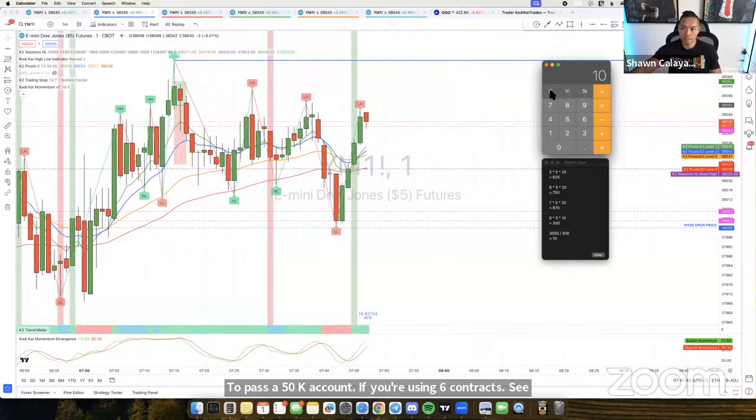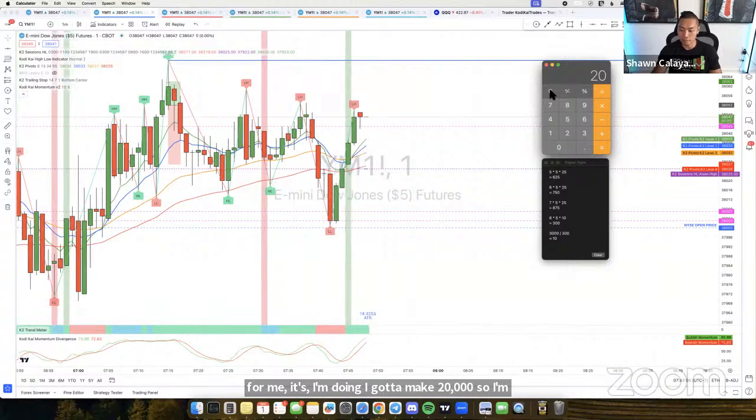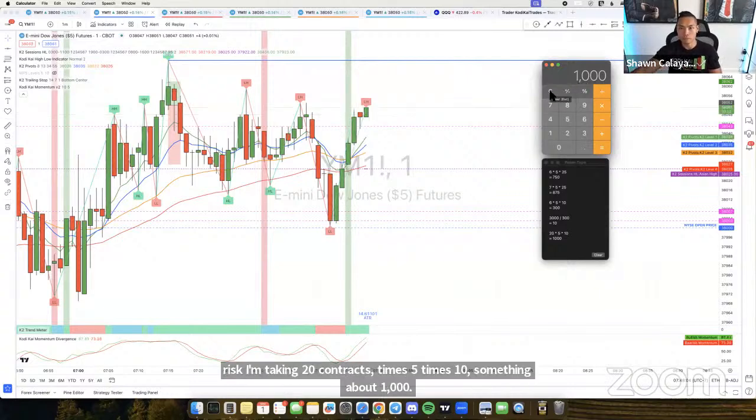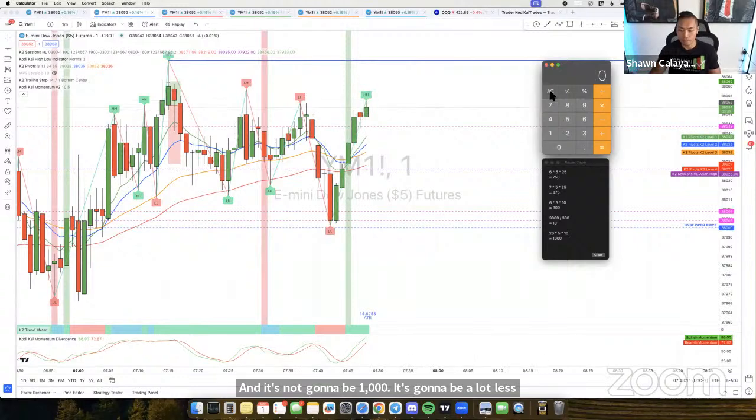So you guys see how much easier it is? For me, it's like, man, it's a freaking nightmare. I've got to make 20,000. So I'm taking 20 contracts, which is a huge risk. I'm taking 20 contracts times 5 times 10. So I make about 1,000. It's not going to be 1,000. It's going to be a lot less than that. So I'm going to round down to maybe 700 or 800. We'll do 700, right? So I need to make 20,000 divided by 700. I need to make 28 trades to pass. This is the big difference right there, right? For a 50K account, you only need 10 trades to pass. For me, I need like 29 trades, maybe 30 trades to pass.